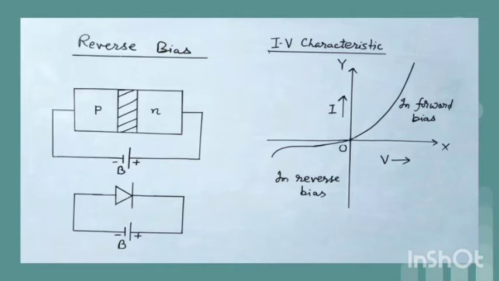In reverse bias, there is no conduction across the junction due to majority carriers, and almost negligible current flows due to minority carriers in opposite directions, which is called reverse current or leakage current. It means the PN junction offers a high resistance to the flow of current in reverse bias. The IV characteristic of the PN junction in reverse bias is shown in the third quadrant of the graph.